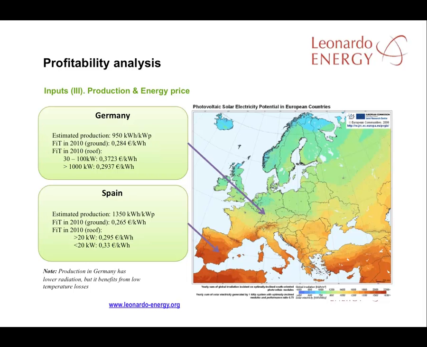In Spain, estimated production is higher at about 1,350 kilowatt hours per kilowatt peak per year. A similar feed-in tariff to Germany was offered of 26 euro cents per kilowatt hour for a ground facility, while the feed-in tariff for rooftops varied from 29 to 33 euro cents per kilowatt hour. While the Spanish tariff was lower, the greater production meant that potential earnings were higher. Of course, tariff calculation and payment methods vary across the world.